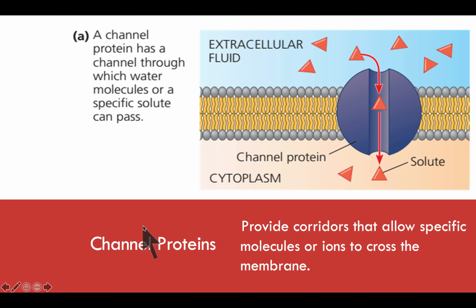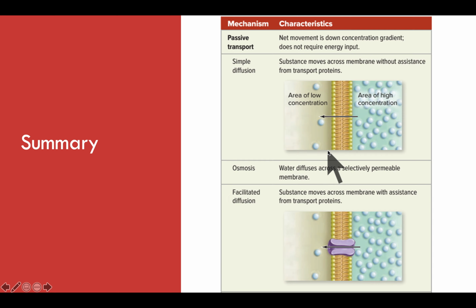Channel proteins simply provide corridors that allow specific molecules or ions to cross the membrane. The hydrophilic passages provided by these proteins can allow water molecules or small ions to diffuse very quickly from one side of the membrane to the other. Water channel proteins are called aquaporins, and they facilitate the massive levels of diffusion of water in plant and animal cells. Meanwhile, channel proteins that transport ions are called ion channels and are highly specific.